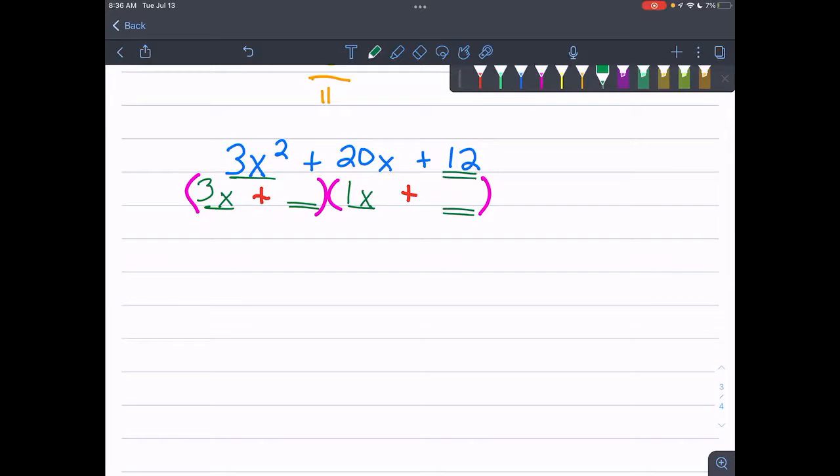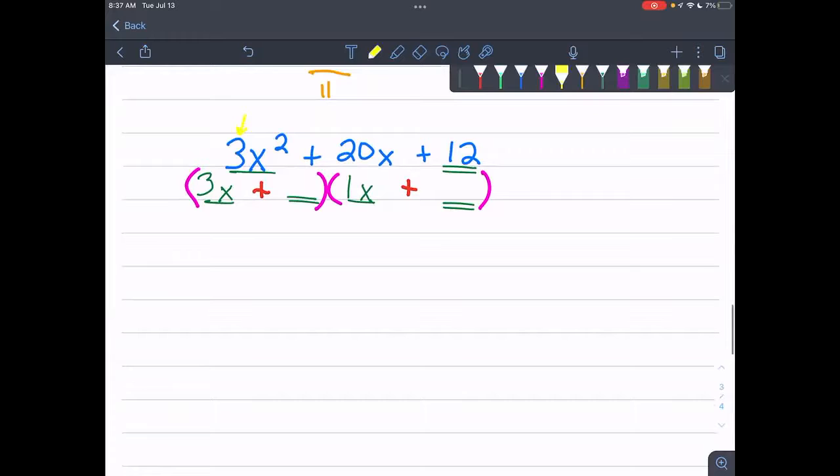The last 2 terms have to multiply to be 12. Because here, if we had a 1 out front, you'd be looking for 2 things that multiply to be 12 and add to 20. But since we've got the 3 out front, we're going to find some things that multiply to be 12, plug them in and see if we can make 20. So on the side, I'm going to write some multiples of 12: 1 and 12, 2 and 6, 3 and 4.